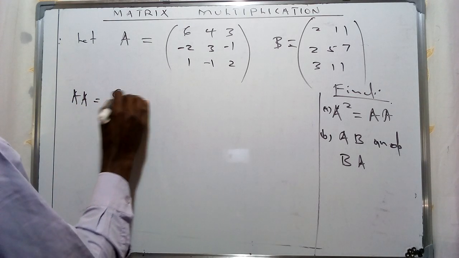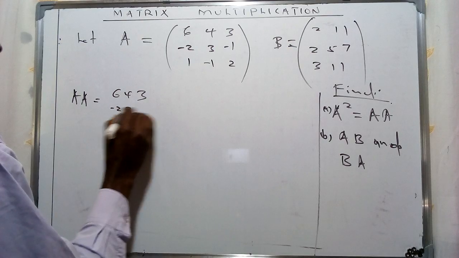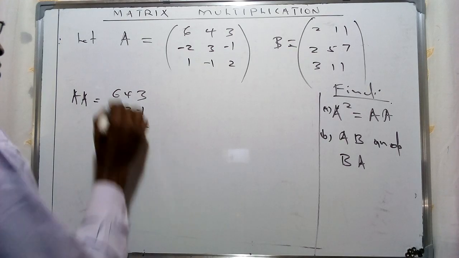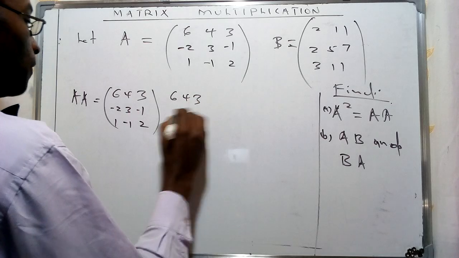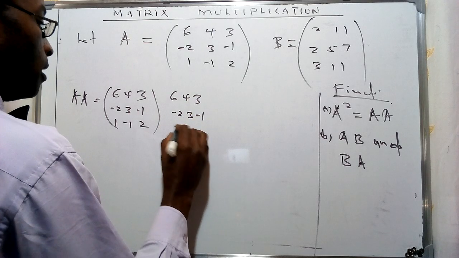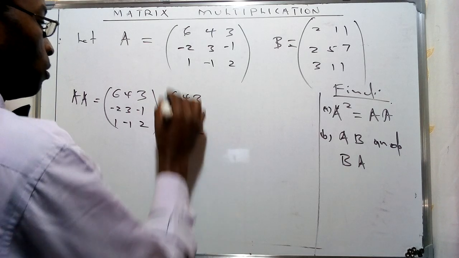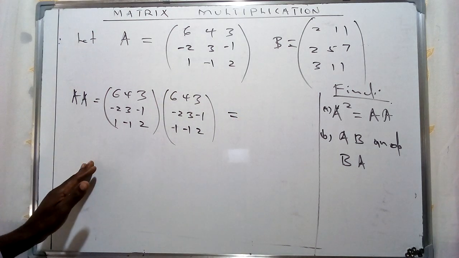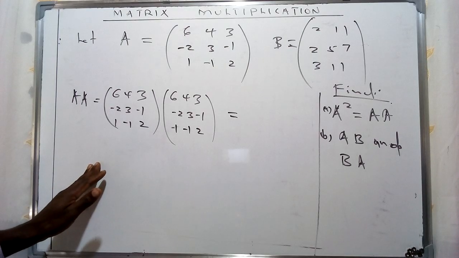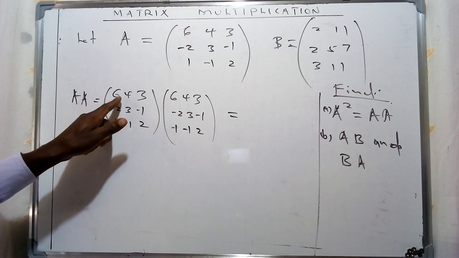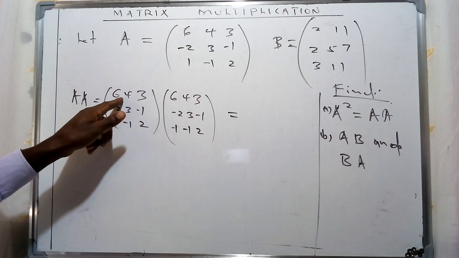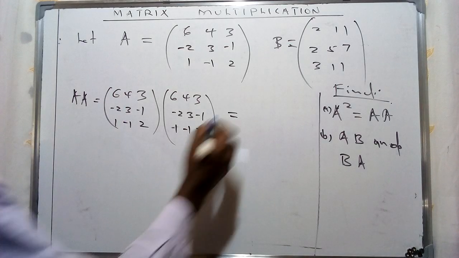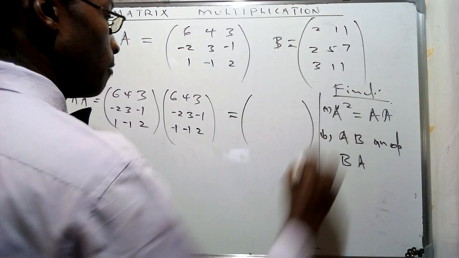A squared is equivalent to 6, 4, 3, negative 2, 3, negative 1, 1, negative 1, 2, multiplied by 6, 4, 3, negative 2, 3, negative 1, 1, negative 1, 2. So we have come across the various ways in which we perform an operation for various sets of matrices. This is basically a multiplication of the various rows and columns, starting with the first row and the first column. I'm going to do the first example on how we can find the product.